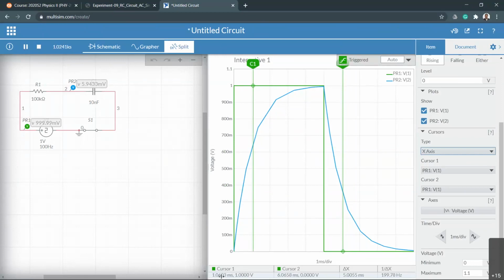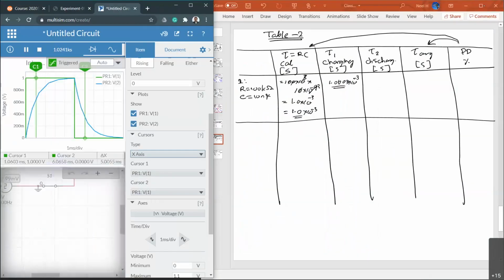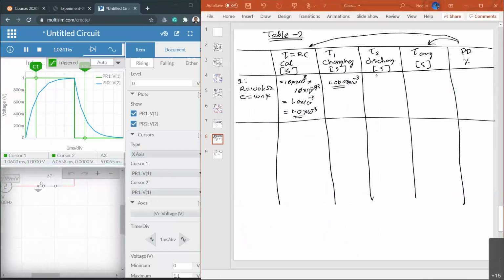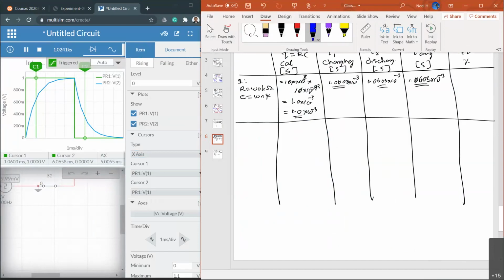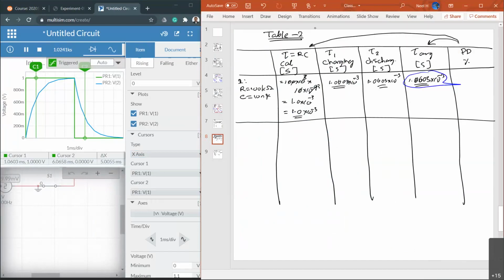Now you can see you have to take the picture actually at this point, then your reading and everything is actually included. Okay, now my tau from the discharging curve is 1.0603. It is about the same number, times 10 to the negative 3. You take the average, going to be about the same depending on my values, 0.603 times 10 to the negative 3. Then you do the percentage difference between these two numbers.